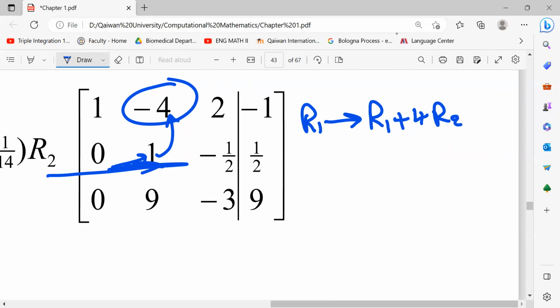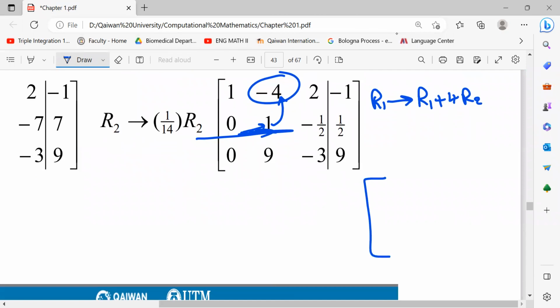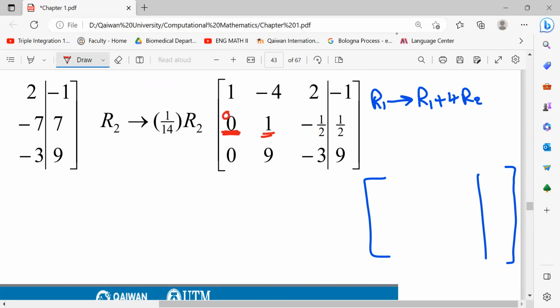Okay? Now, row 1 becomes row 1. Let's multiply row 2 first by 4. 0 times 4 is still 0. 1 times 4 is 4. -1/2 times 4 is -2. 1/2 times 4 is 2. Now, we add these to row 1 elements. It's 1. 4 minus 4 is 0. Minus 2 and 2 is 0. 2 minus 1 is 1. Okay.